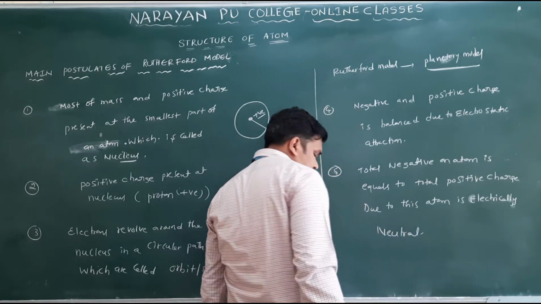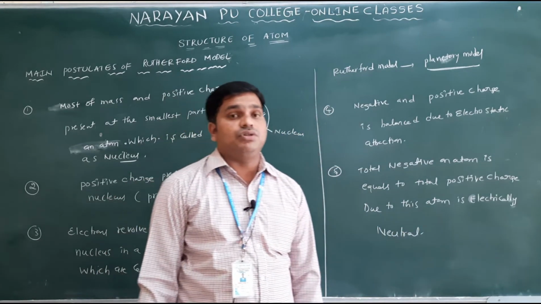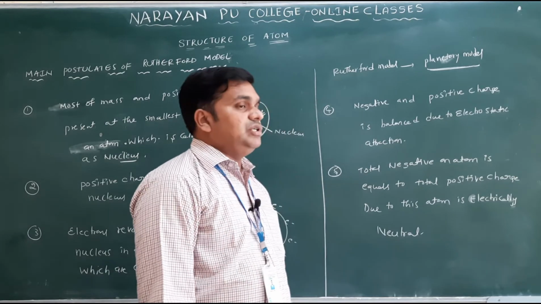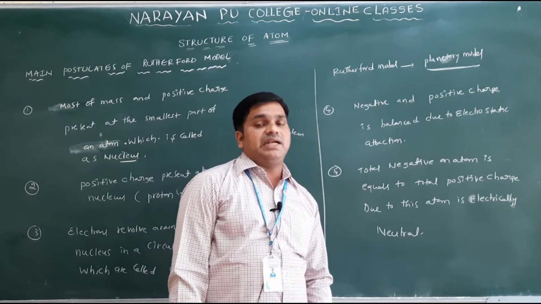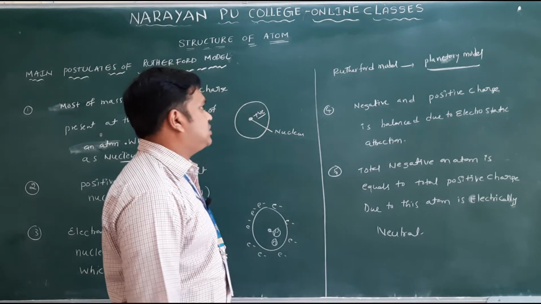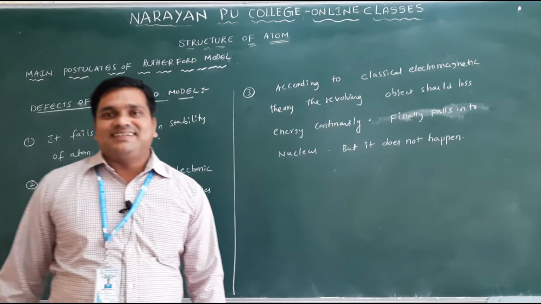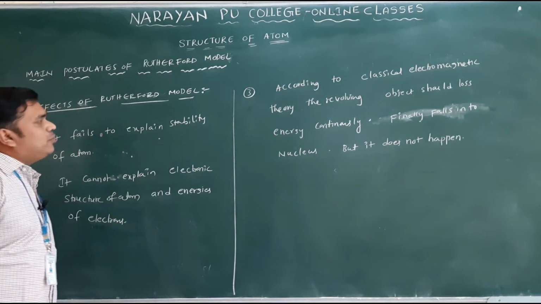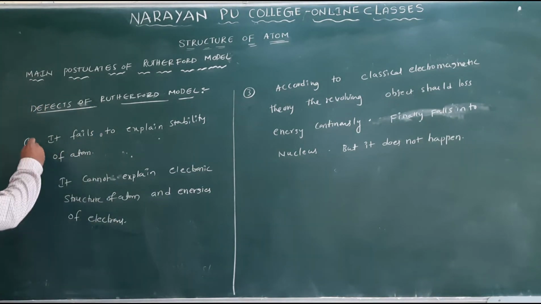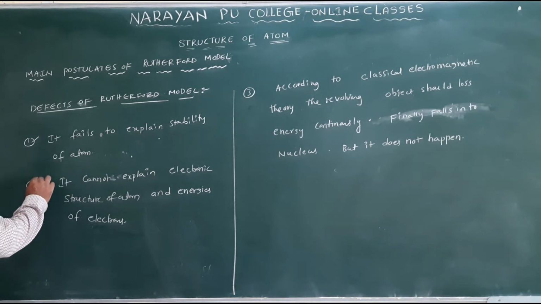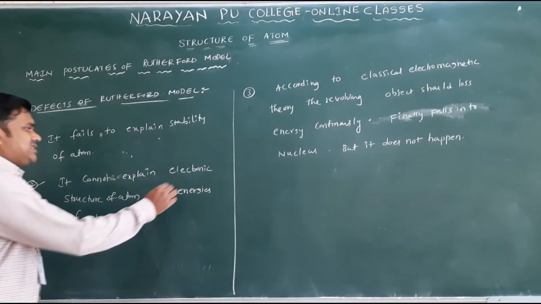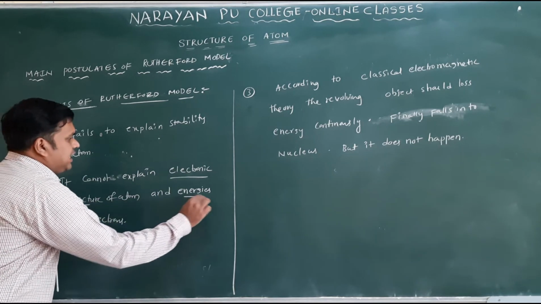So these are the main postulates of the Rutherford atomic model, also called the planetary model. Next, you can see the drawbacks of this Rutherford model. It fails to explain the stability of the atom, and it cannot explain the electronic structure and the energies of the electrons.